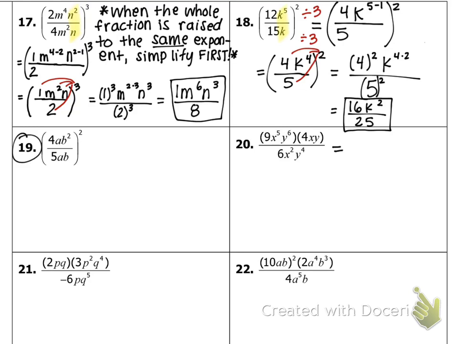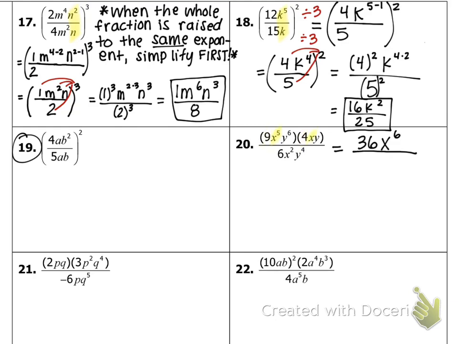Okay, so try 19. Let's look at 20. I remember on the last page I said we need to simplify the top first or the bottom first before we can look at the whole fraction. So do you see how we can actually multiply these out? We have to do that first. So like 9 times 4, that's 36.